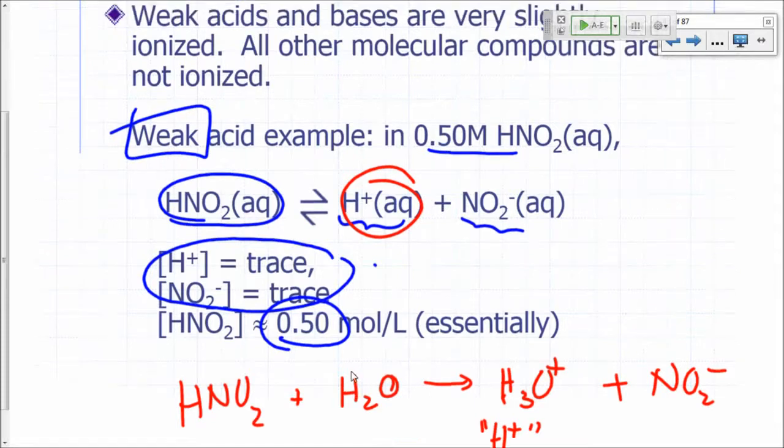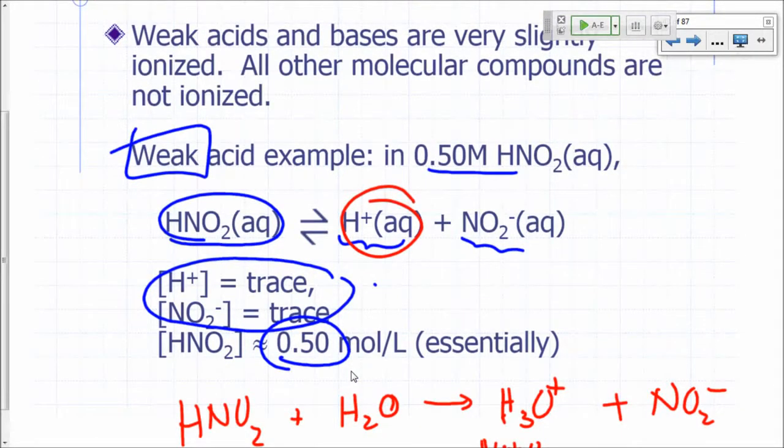And usually when we represent these ionization reactions, if it's partially ionized, we use a double-headed arrow. Okay, one going forward and one going reverse to indicate that we're dealing with a weak acid.